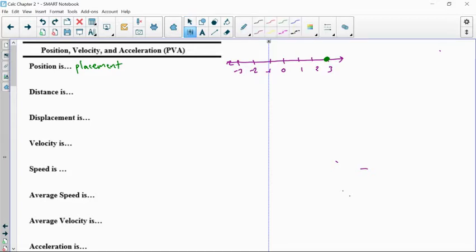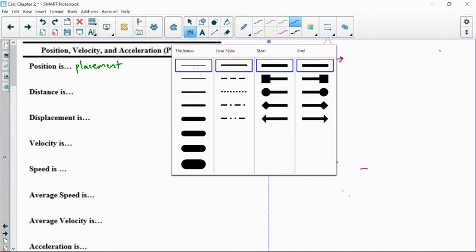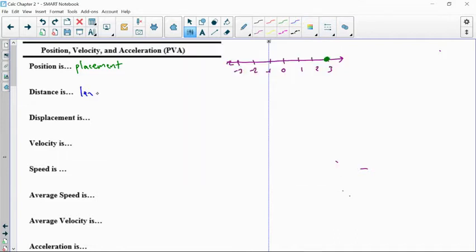So distance is the physical length between 2 points. And it's going to always be positive. So if I'm measuring 0.3 down to -2, this right here has a distance of 5.